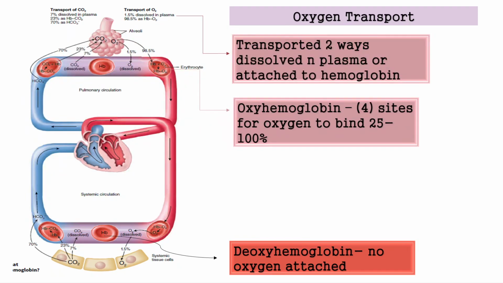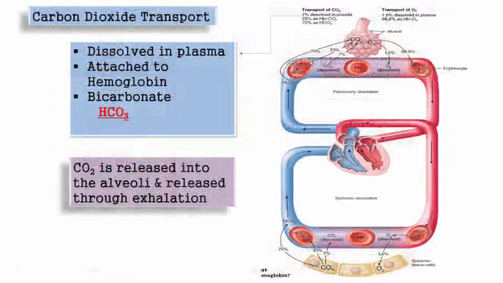So we talked about oxygen being transported two different ways. There's a very small amount that is dissolved in the plasma, 1.5%, but 98.5% rides along in hemoglobin. Deoxyhemoglobin means there's no oxygen attached to the hemoglobin. And we'll see that in carbon monoxide poisoning.